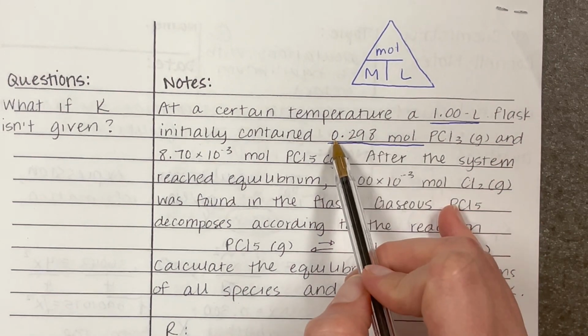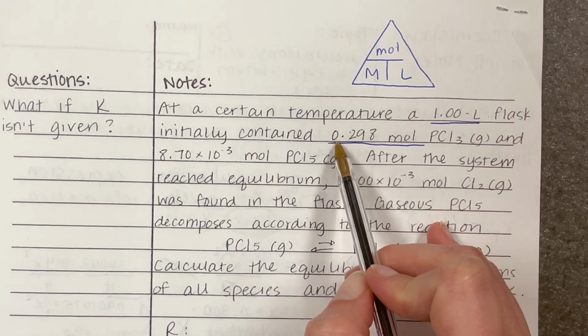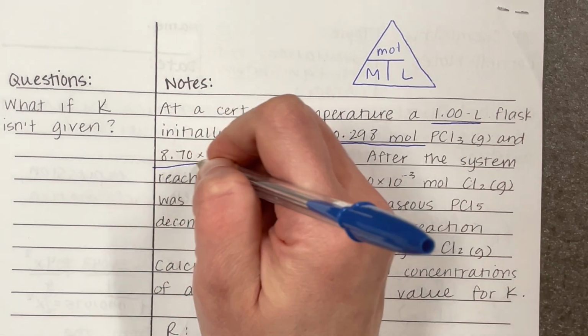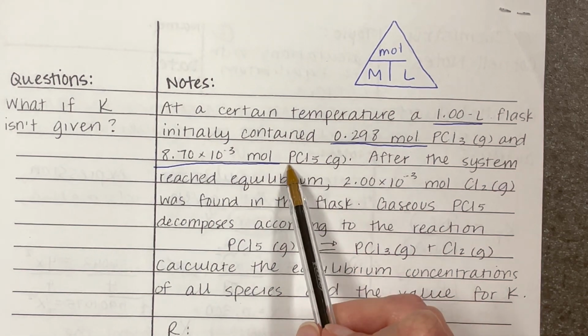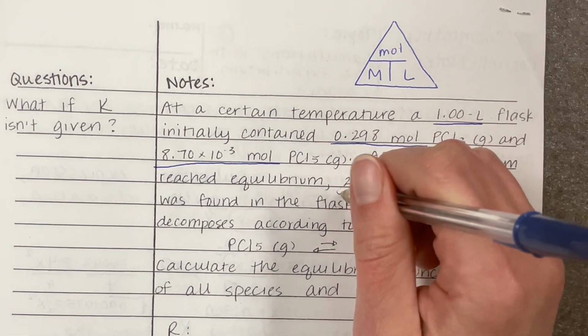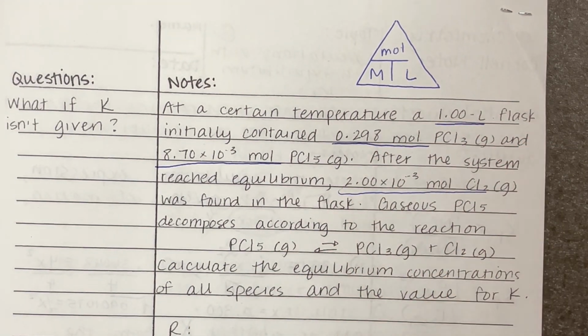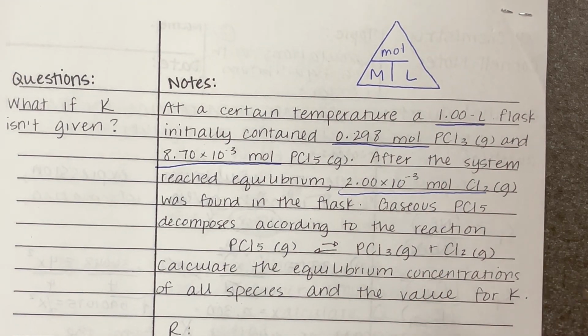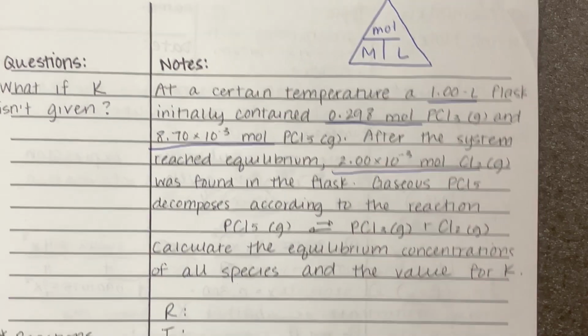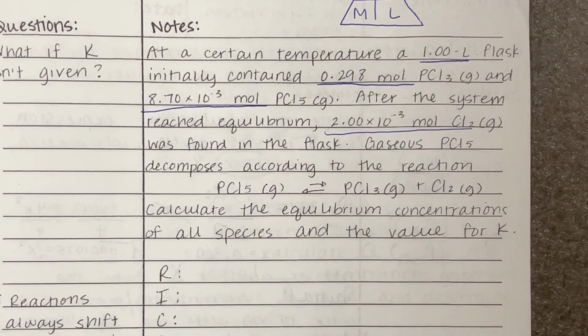Anyway, we've got this much phosphorus trichloride, and we've got this amount of phosphorus pentachloride. After the system reaches equilibrium, 2 times 10 to the negative third moles of chlorine gas was found in the flask. Gaseous phosphorus pentachloride decomposes according to this reaction right here. So we have an equation. We need to calculate the equilibrium concentrations for everything, and we need to figure out the value for K. So we've got one less piece of information available to us.